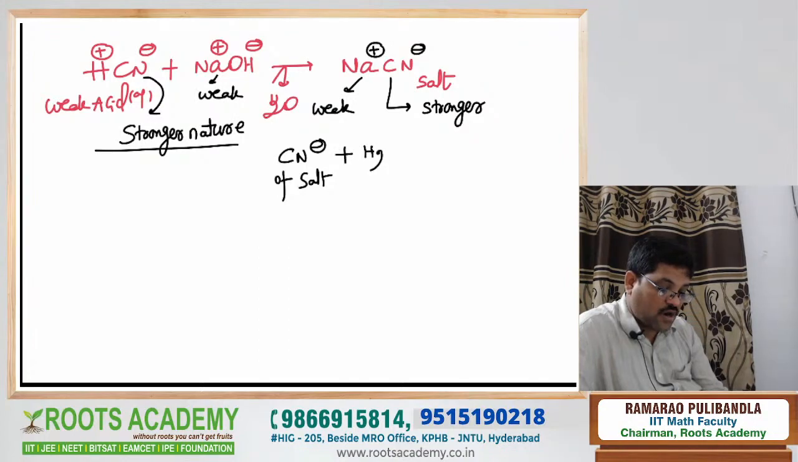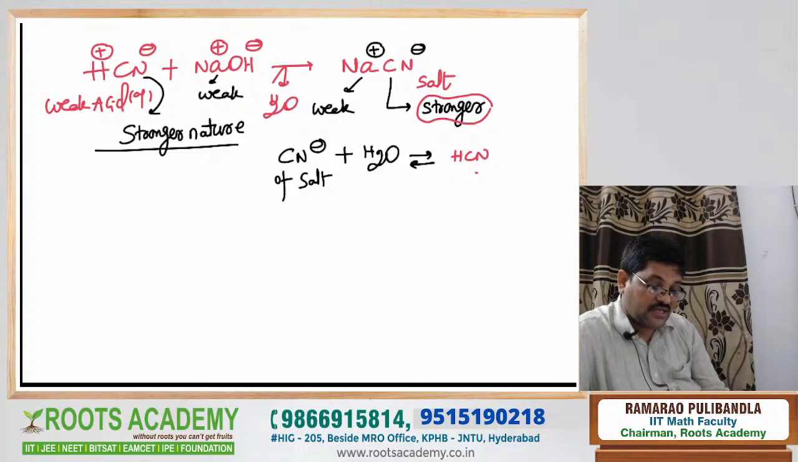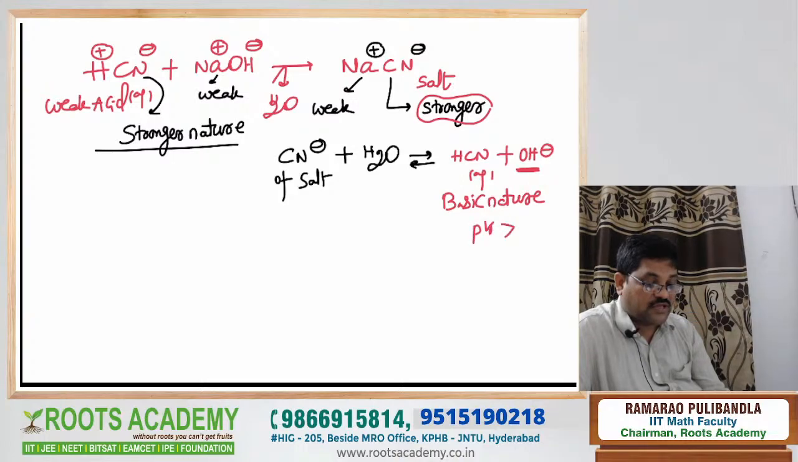Therefore, the strong anion of the salt hydrolyzes the water. What I am saying, students? The anion of the salt is of stronger nature. Because of that, the anion hydrolyzes the water, producing HCN aqueous plus OH- ions. Now in the solution you get OH- ions. OH- ions means what, students? Basic nature, and the pH is more than 7.